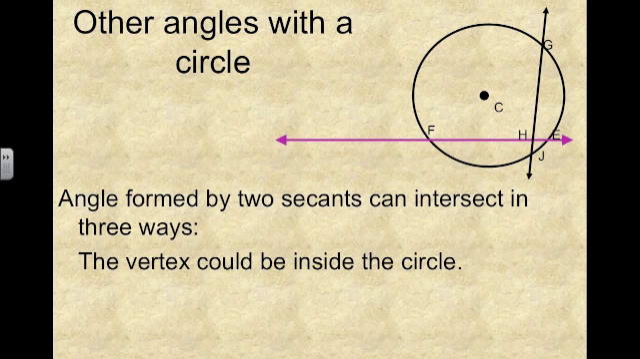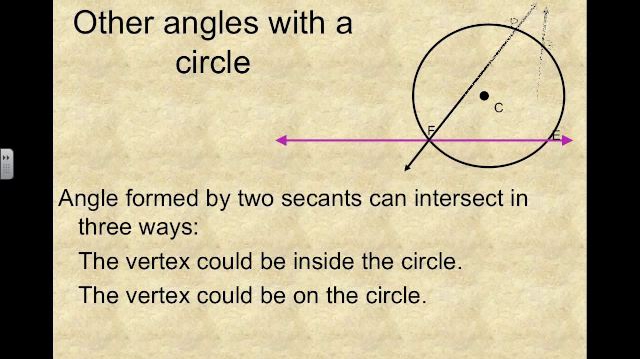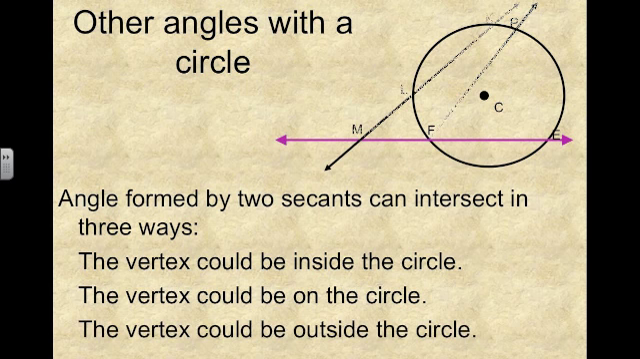Now, other angles formed within a circle. There are several different types here. Two secants can intersect in three different ways. Their vertex can be inside the circle, like here where point H is inside the circle. They could be on the circle, like what we just had, where F is on the circle. Or they could be outside the circle, here where point M is. M is outside the circle.